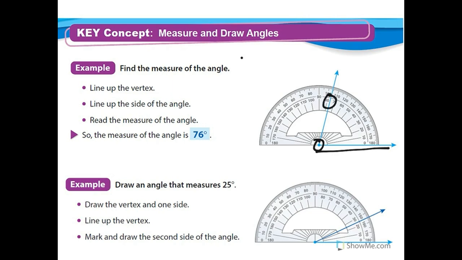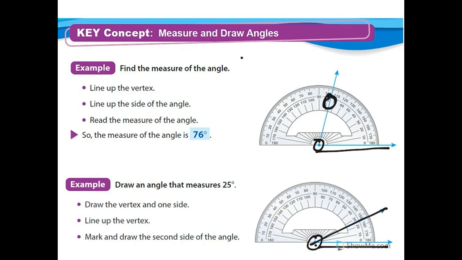Because it's less than 90 degrees, right? If it was 90 degrees, it'd be here. So because it's less than 90 degrees, we read these smaller numbers. So that would be a measure of 76 degrees. And when we draw an angle, it's basically the same thing. We draw the vertex and one side, and then you line up the vertex, just right there, and then mark and draw the second side of the angle. Here's how they do it, just like that.